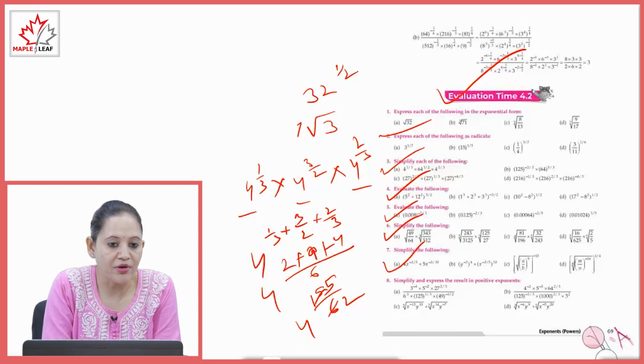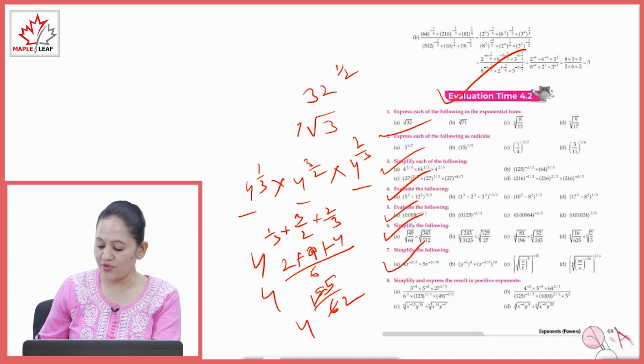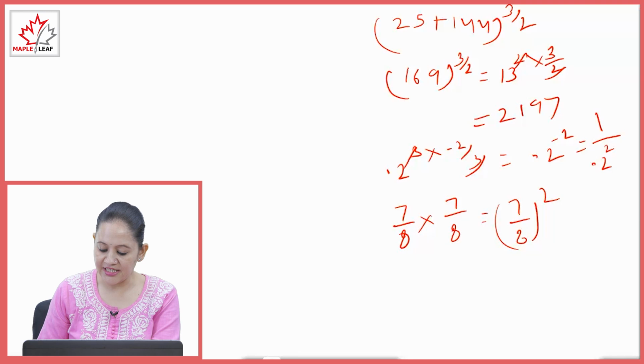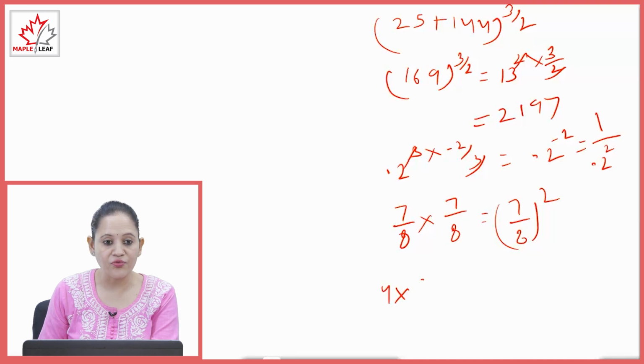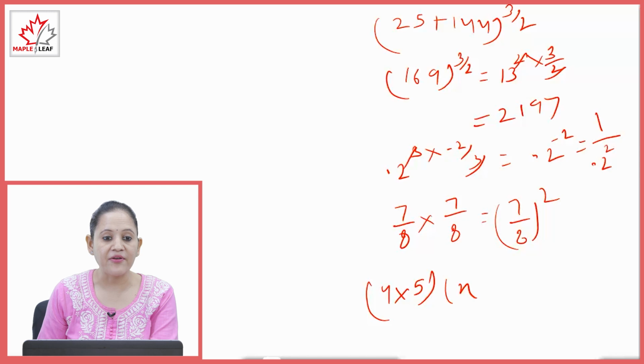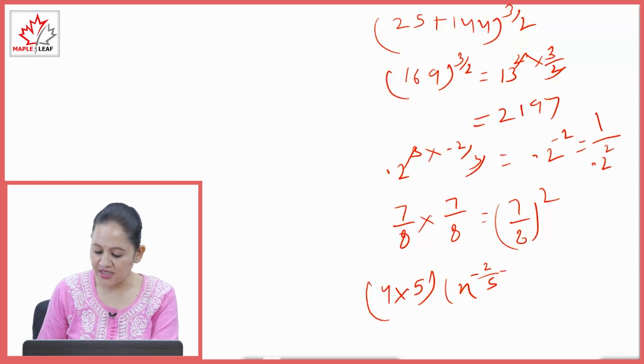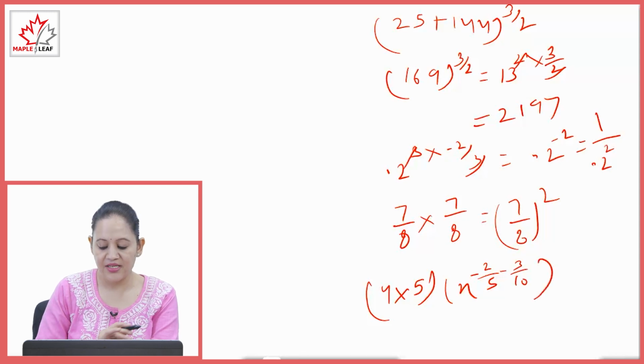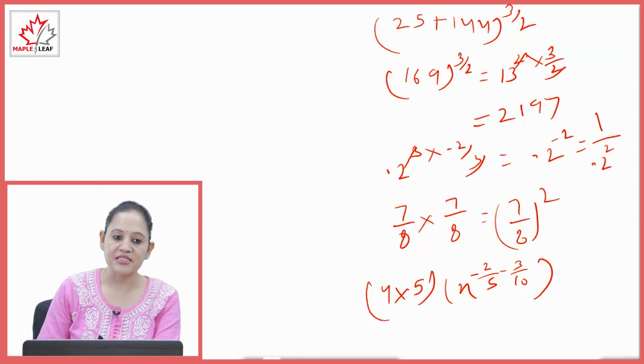Next, simplify the following. 4x is to power minus 2/5 into 5x की power minus 3/10. So what we'll do? We will write it as 4 into 5. x की power minus 2/5 because base same है तो add हो जाएगा and minus 3/10. Clear? अब इसको solve कर लेंगे and answer find out कर लेंगे.